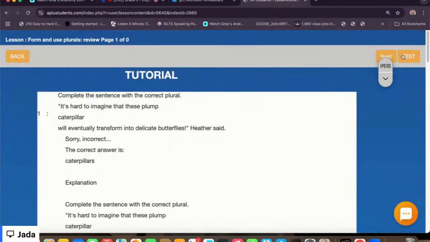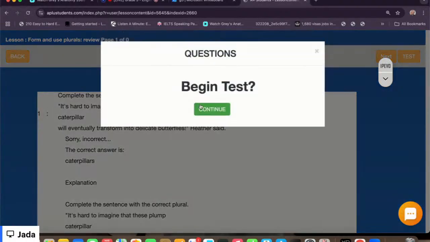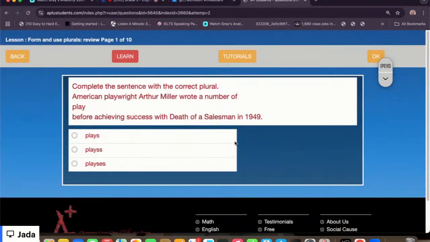All right, so we'll move on to the test. Complete the sentence with the correct plural. American playwright Arthur Miller wrote a number of plays before achieving success with Death of a Salesman in 1949. So, what is the correct form of the plural here?